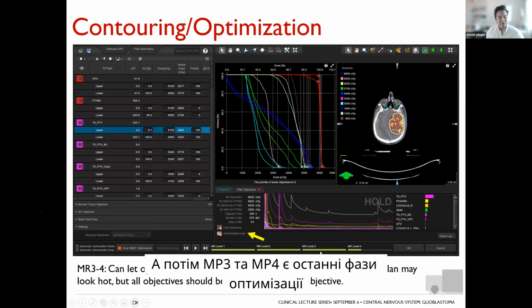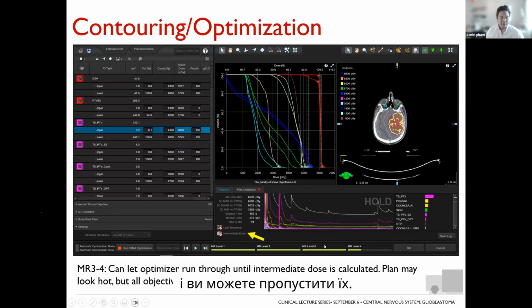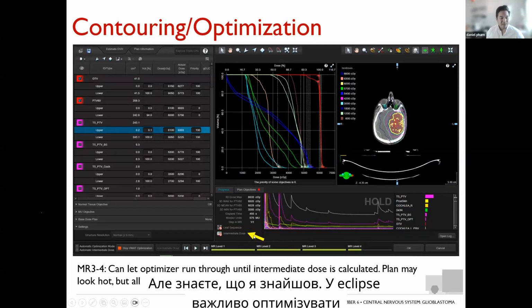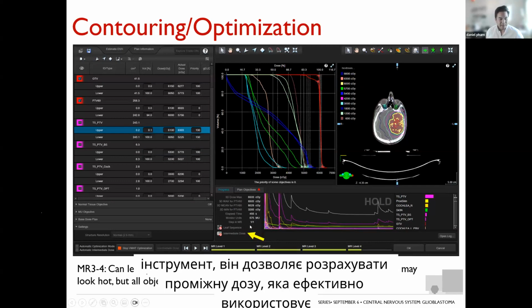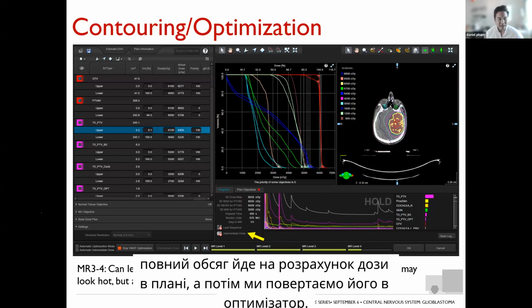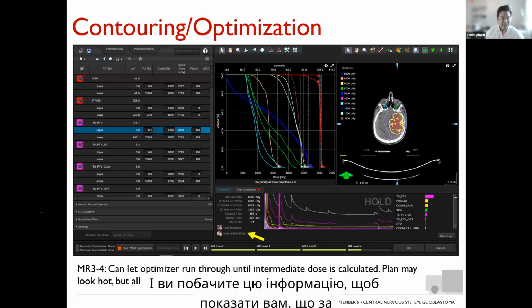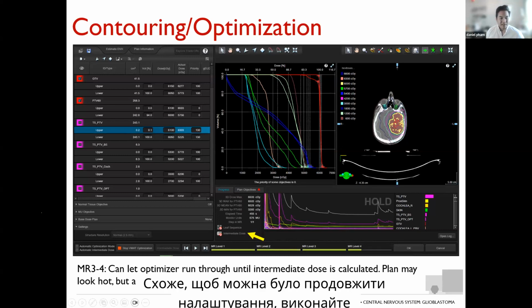MR3 and MR4 are the final phases of the optimizer, and you can skip through these, but what I found is important is that Eclipse's optimization tool allows you to calculate an intermediate dose, which effectively uses the full volume dose to calculate the dose in the plan. Then it'll bring it back into the optimizer and feed that information to show you what the plan is looking like, so that you can continue tweaking the dose.